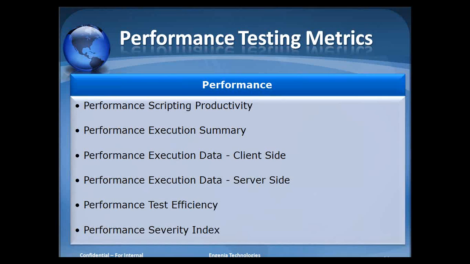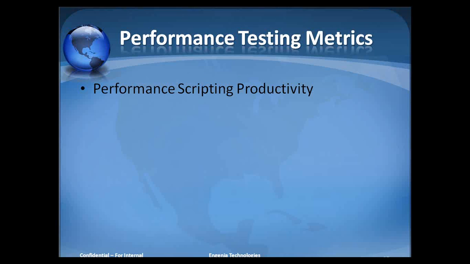Now let's move to the performance testing metrics. So what are these metrics? As we had explained earlier, there are 6 metrics in performance testing: performance scripting productivity, performance execution summary, performance execution data, which is client side as well as server side, then performance test efficiency, and then performance stability index. We'll just go through it very quickly one by one.